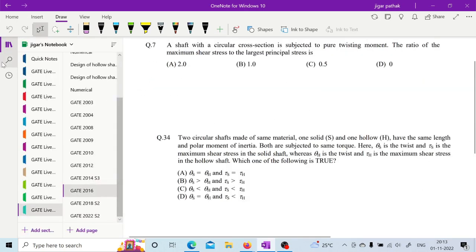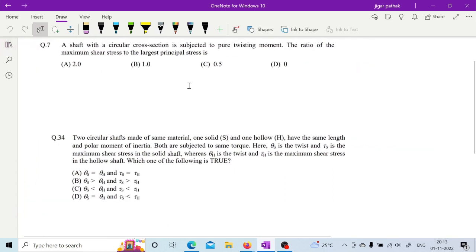The next is 2016. A shaft with a circular cross section is subjected to a pure twisting moment. The ratio of the maximum shear stress to the largest principal stress would be. 0.5? No, no. Anyone else? B. Yes, it will be B.